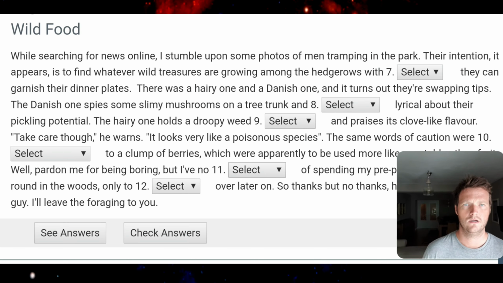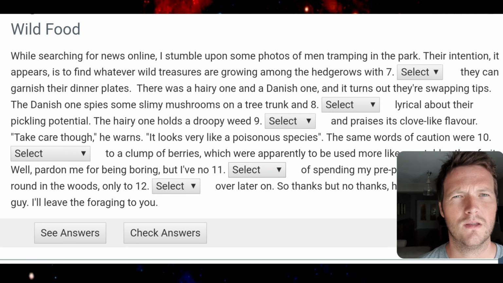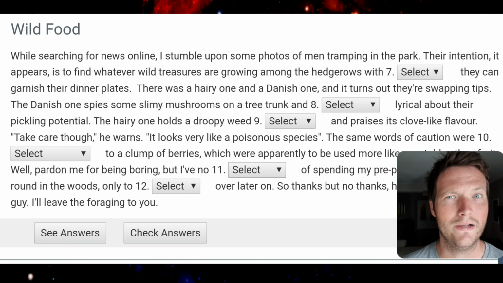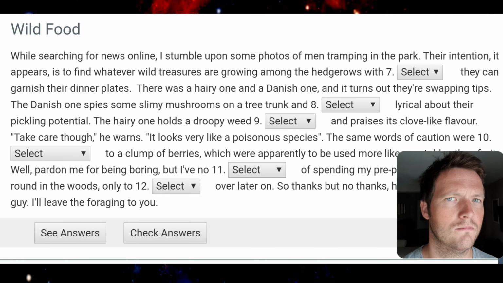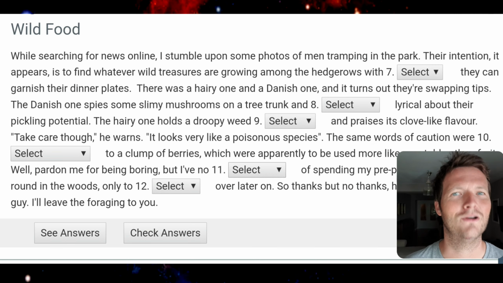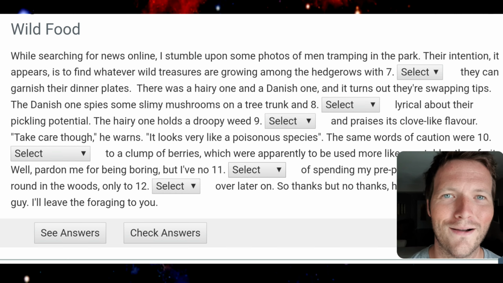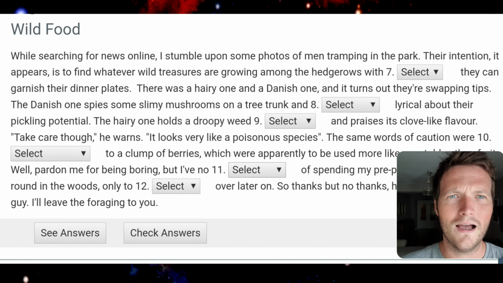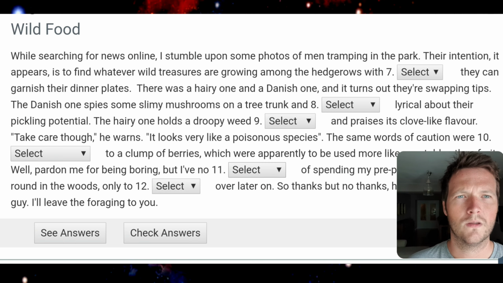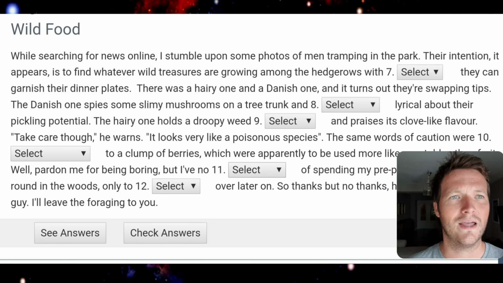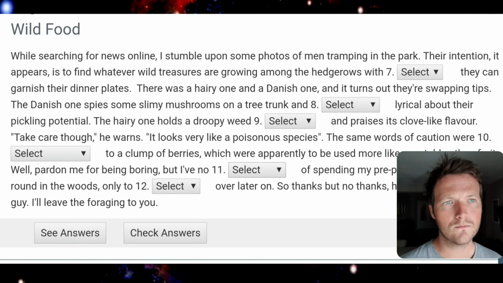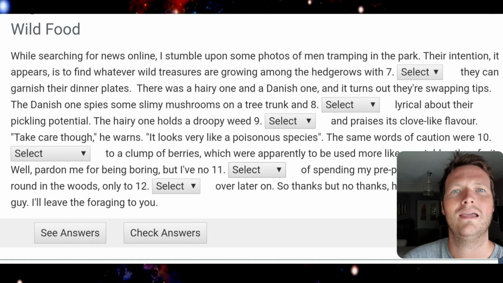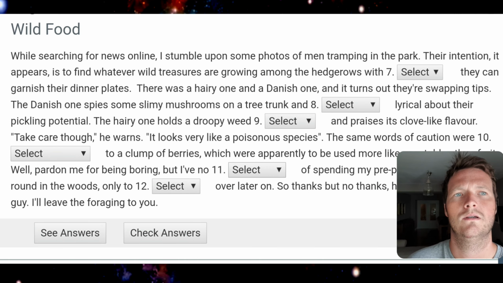dinner plates. So they're looking for what this writer calls wild treasures. So I assume plants. Maybe they're looking for animals. I hope they're not hunting in the park. But okay, they're looking for wild treasures to find whatever wild treasures are growing among the hedgerows with, I think we need a preposition, with they can garnish their dinner plates.